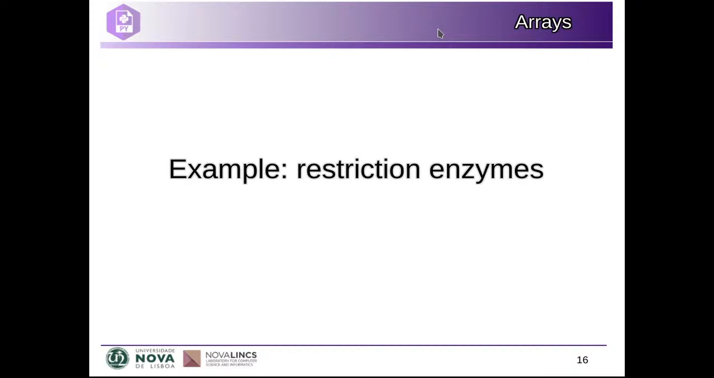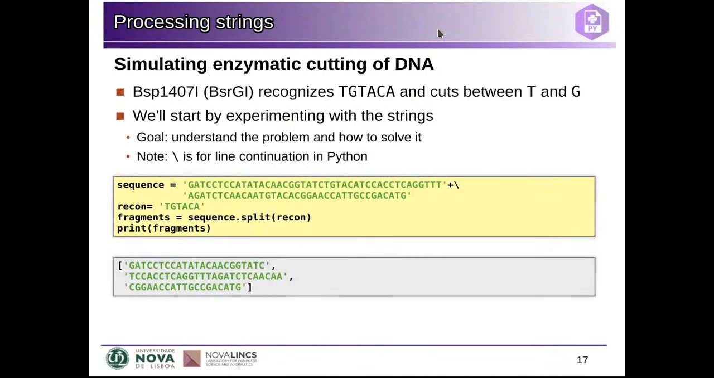Okay, so let's see an example of how to use these lists and how to use the string methods and so forth. So this enzyme here, BSRG1, recognizes this sequence in genes. So TGTACA is a recognition region of this enzyme, and this enzyme will cut here between the G and the T. So this happens when you have DNA in solution, you put in the enzyme and it will cut specifically at that place. And now we're going to simulate this.